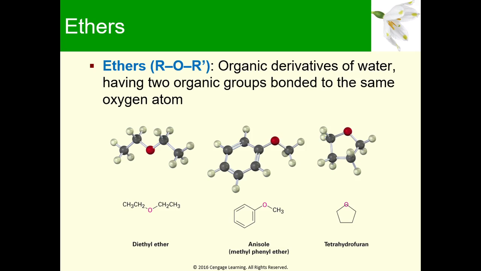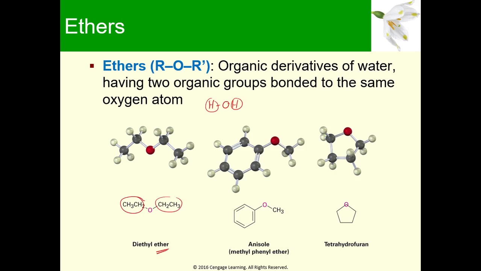So for our ethers, the functional group is ROR. So it's also an organic derivative of water, having two organic groups bonded to the same oxygen atom. Remember HOH. So we replace both the two H's here with an organic group. So how do we name it? We always end the name with ether.